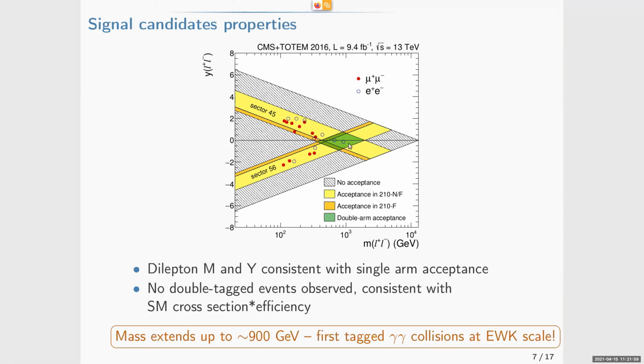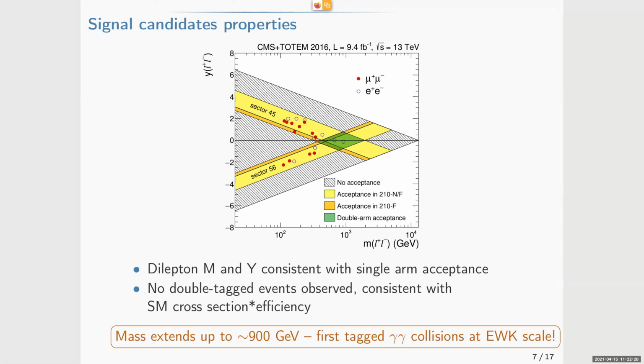However, this is not very surprising, because if one looks at the standard model cross section and convolutes it with the efficiency of PPS, indeed it's a very small number, which is almost negligible. We also see that the mass of those events extends up to about 900 GeV, which gives a signal that indeed we see first gamma-gamma collisions at the electroweak scale, which is a very nice result.